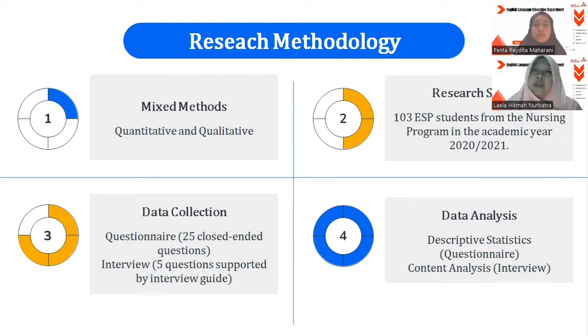So in terms of data collection, the data was collected through two instruments. The first one is the questionnaire with 25 items of closed-ended questions, and the second technique is the interview with 5 questions supported by the interview guide. To analyze the data, we use descriptive statistics to analyze the questionnaire, while we also have qualitative analysis to analyze the interview. The result of the research, the conclusion as well as implication will be delivered by Penta.